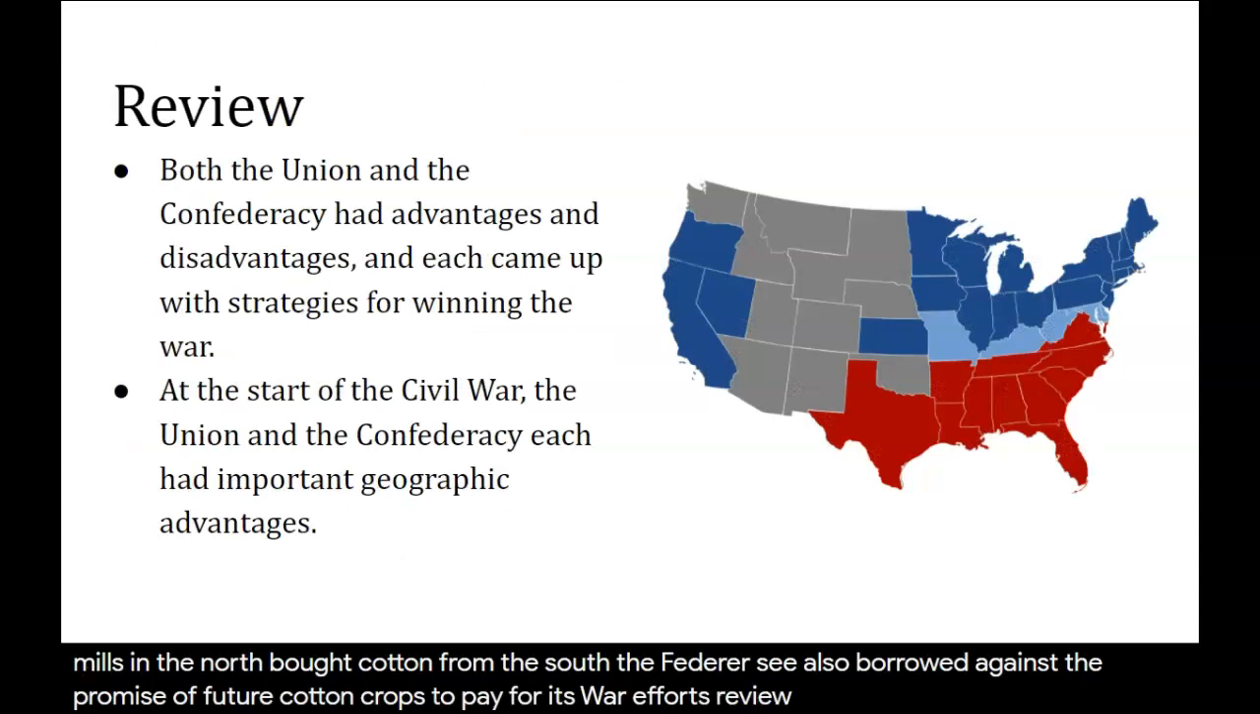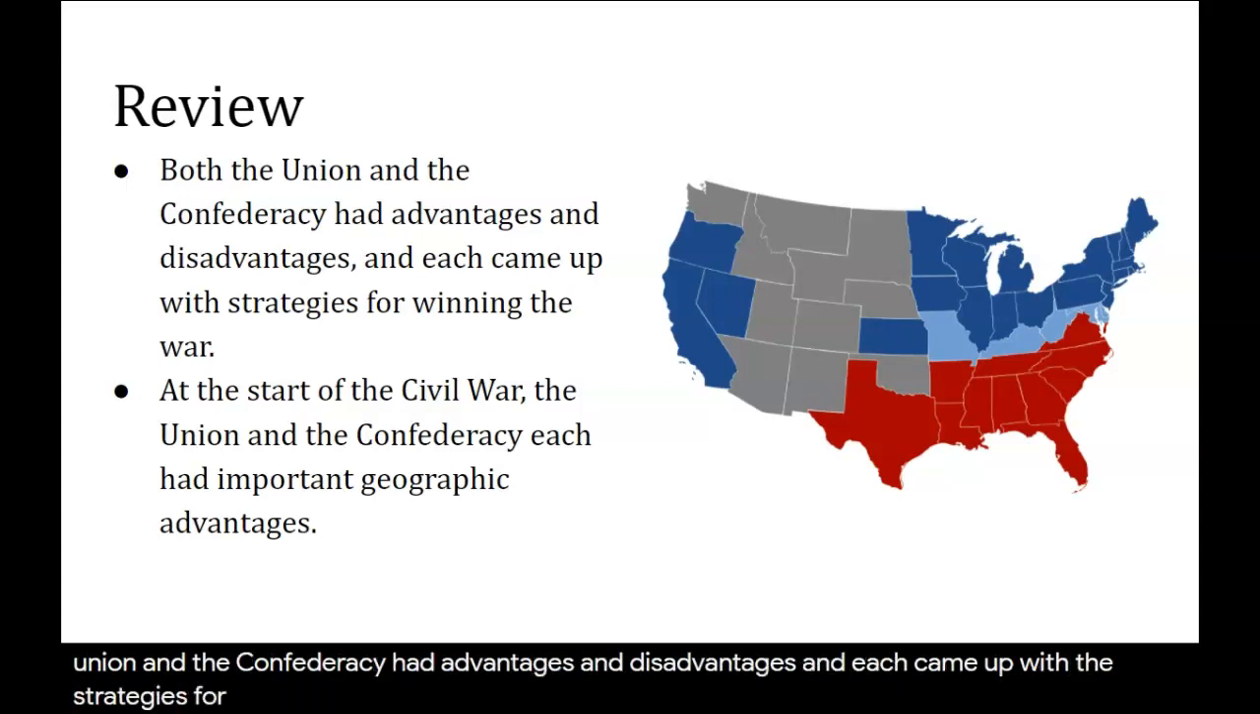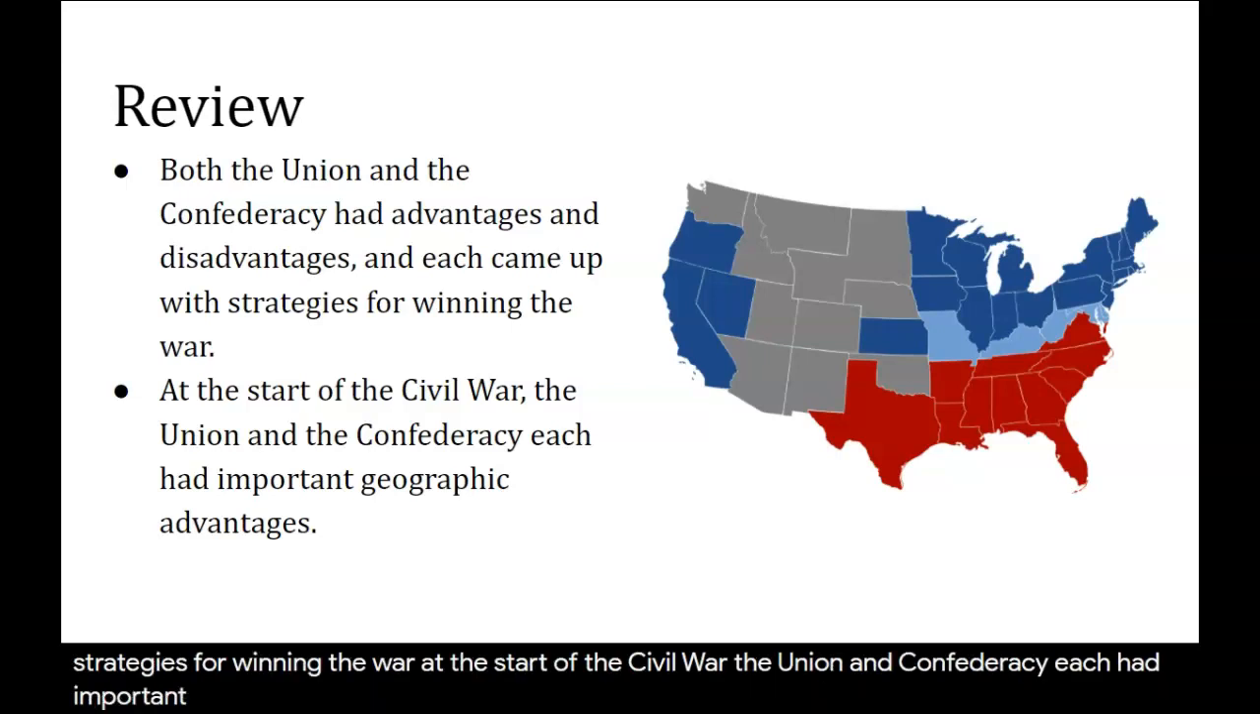Just a quick review before we end this video. Both the Union and the Confederacy had advantages and disadvantages, and each came up with strategies for winning the war. At the start of the Civil War, the Union and Confederacy each had important geographic advantages.